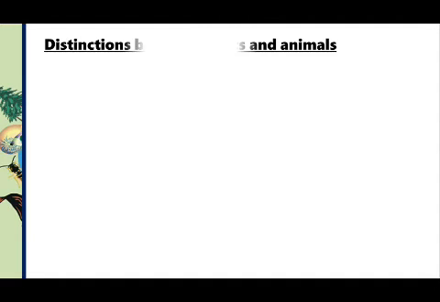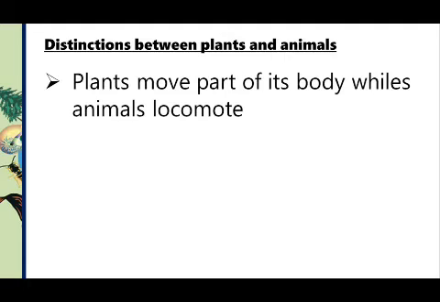Quickly, I want us to proceed and take a look at the distinctions between plants and animals. Mind you, we are talking about biodiversity, differences that exist between different forms of life or different categories of organisms, living things. So, plants, in terms of movement, move part of their body, whilst animals locomote. So, plants move part of their body.